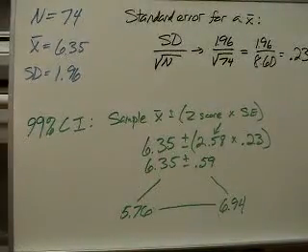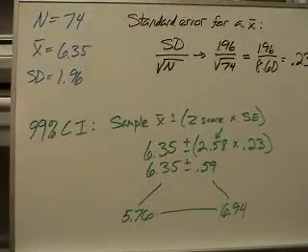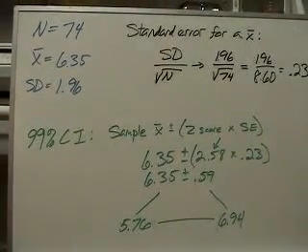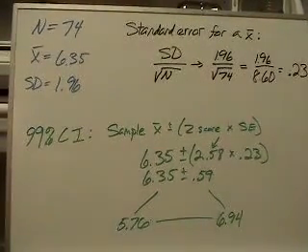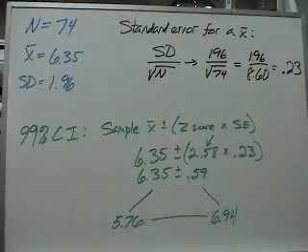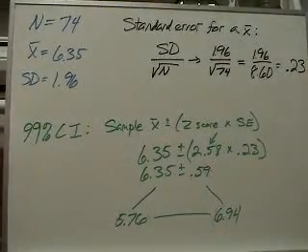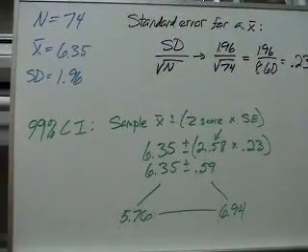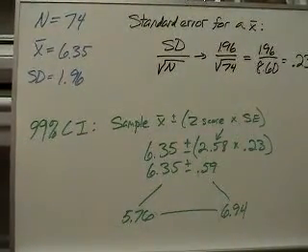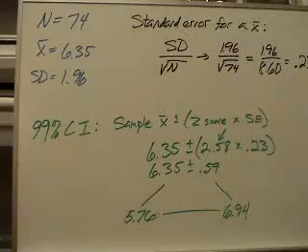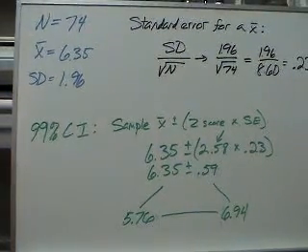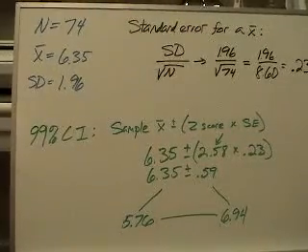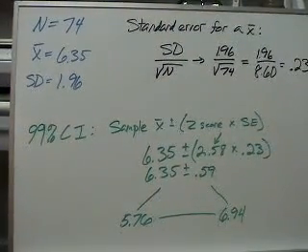So then we can say that based on our sample of 74 students who are full-time students and work part-time and have a stress level of 6.35, if we surveyed all the students in that population who are full-time students and work part-time, their stress level would be somewhere between 5.76 and 6.94. We can say that we're 99% confident their mean or their average stress level would fall somewhere within that range.